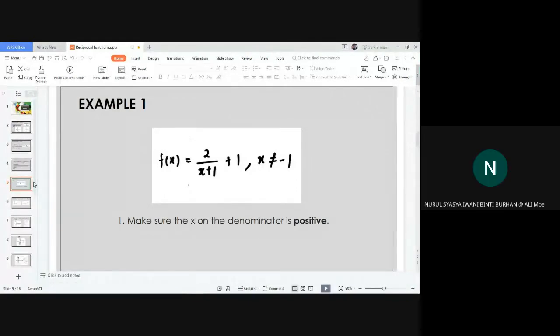Hello. So now I'll explain how to solve a question that relates to a reciprocal graph. Okay. First thing, kita tengoklah dulu soalan. First step is we need to make sure the x on the denominator is positive. Okay, kita tengok kita punya soalan, kita punya x di denominator kita sudah positif kan? So, no need to do anything, just proceed to the next step.